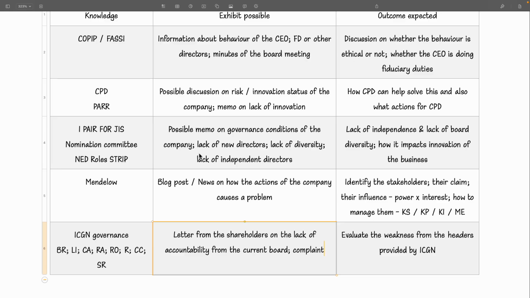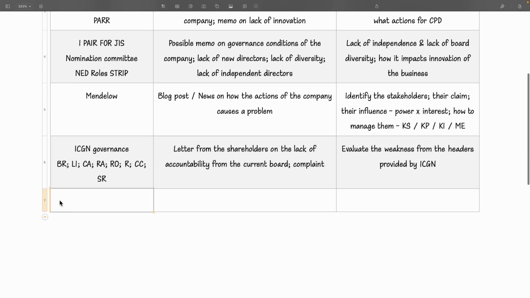Like for example, if they're talking about the board's current composition, then it's the nomination committee and the need to hire new directors. If they talk about generally the board is not very effective, then you use the ICGN headers and talk about the issues of how to improve the board and where the problem comes from. Then you've got the other things.